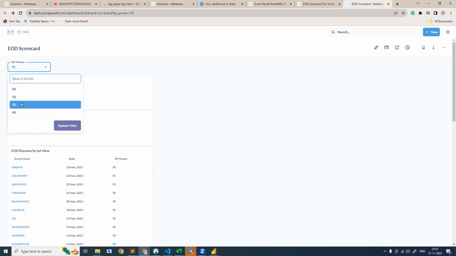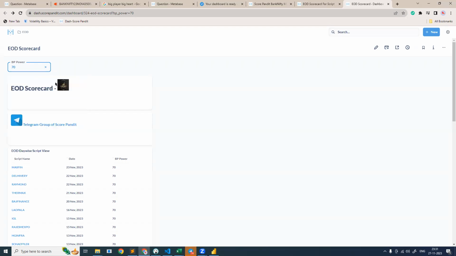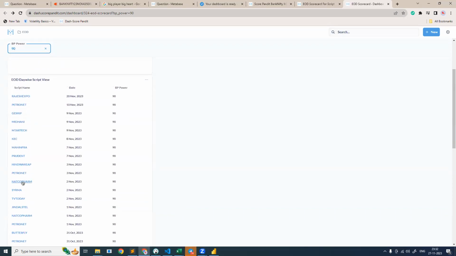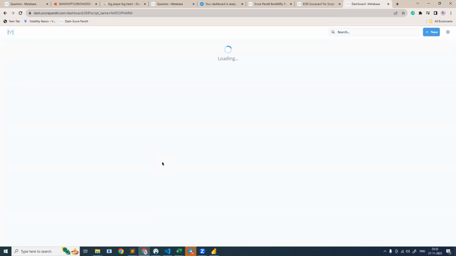Now every power is very important. While 90 and 70 definitely have a higher preference, 50 and 30 is also something you can rely on. To give you a quick example, let's take a BP power of 90. Here you will see all the stocks that are appearing. For example, I'll take Natco Pharma. On 2nd November, we saw that Natco Pharma got a 90 BP power, which means a big player's score was identified and it was categorized as power 90. Now let's click on Natco Pharma and see the trend as on 2nd of November.